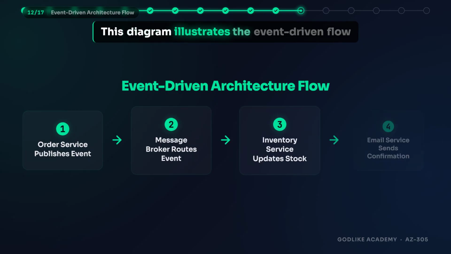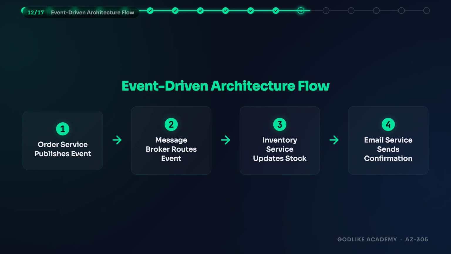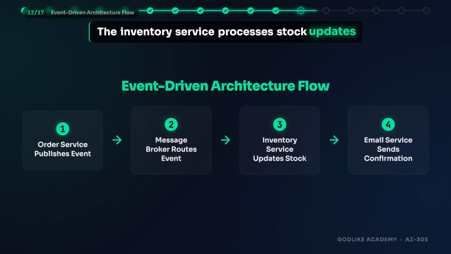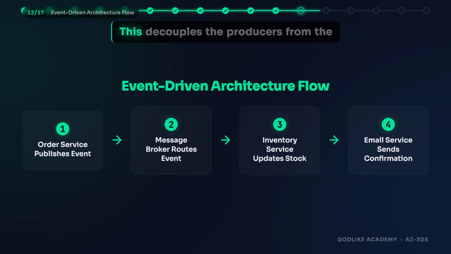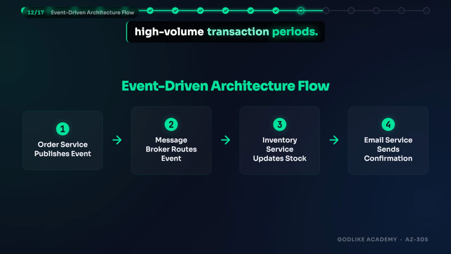This diagram illustrates the event-driven flow using Azure Service Bus as the central message broker. The order service publishes an event when a customer places an order through your web portal. The broker receives and routes this event to listening services via dedicated subscriptions. The inventory service processes stock updates, while the email service sends confirmations asynchronously. This decouples the producers from the consumers and prevents synchronous blocking during high-volume transaction periods.